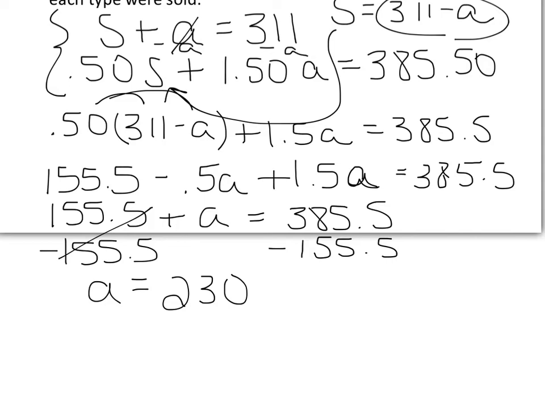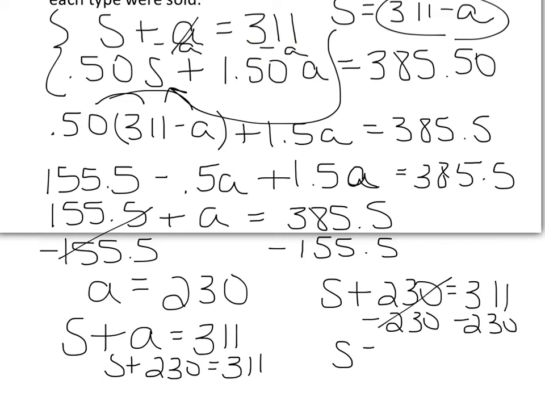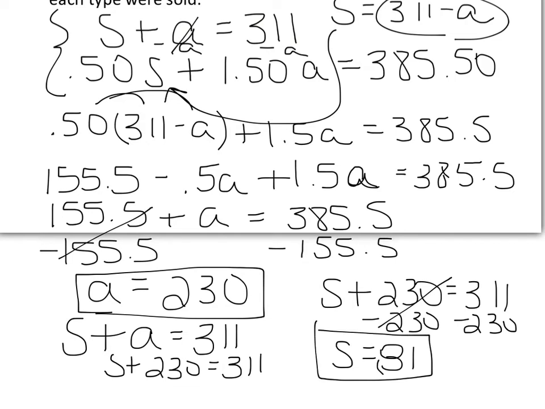So I know there were 311 tickets sold total. So I'm just going to take this 230 and plug it back in for A. So I have S plus A equals 311. But I know that A is 230. Let me just write that over here so I have more room. So I'm going to subtract 230 from each side. And I get S equals 81. So what does that mean? That I sold 230 adult tickets and 81 student tickets. Okay?